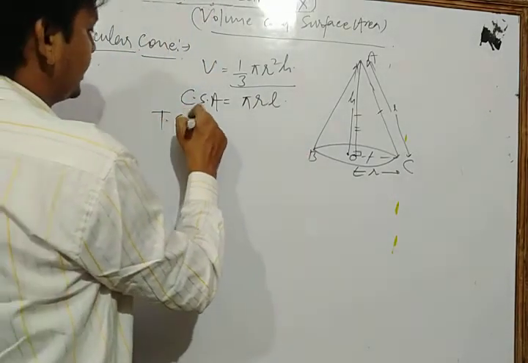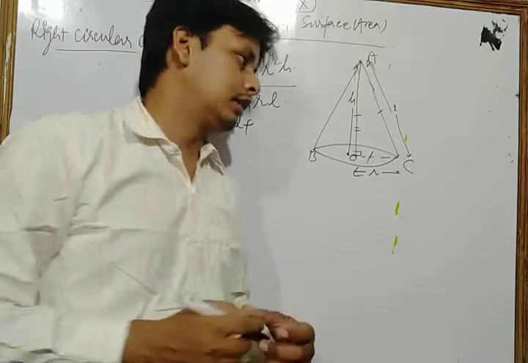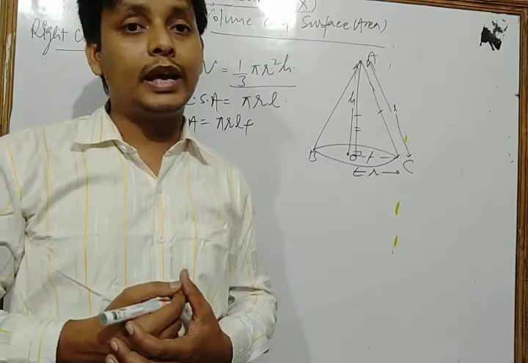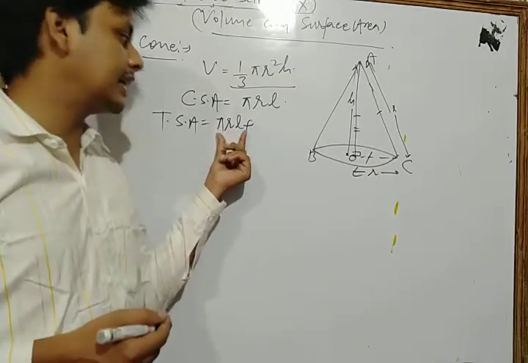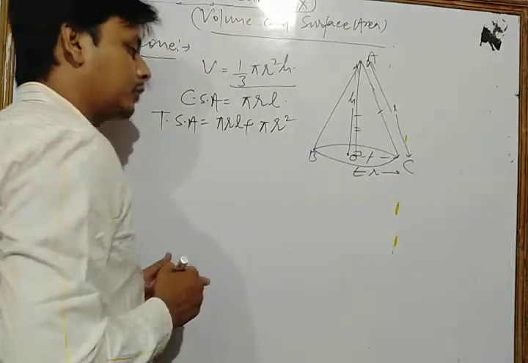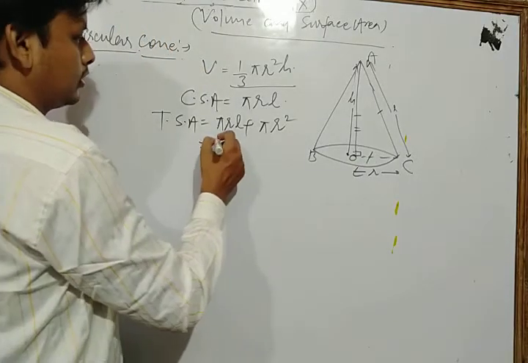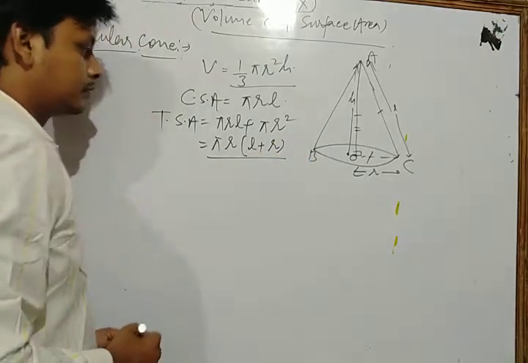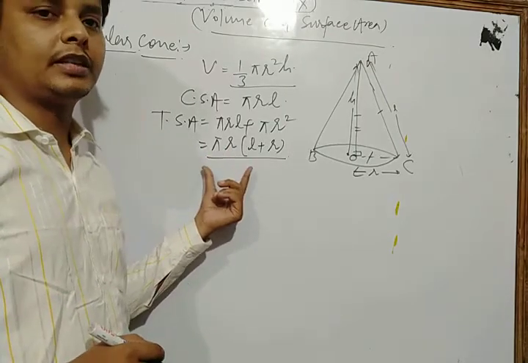The total surface area of the cone is the curved surface area plus the area of the base. The base of the cone is circular, and we know that the area of a circle is pi r square. So the total surface area is pi r l, the curved surface area, plus pi r square, the area of the base. If we take pi r common, we get pi r into (l plus r). This is the formula for the total surface area of the cone.